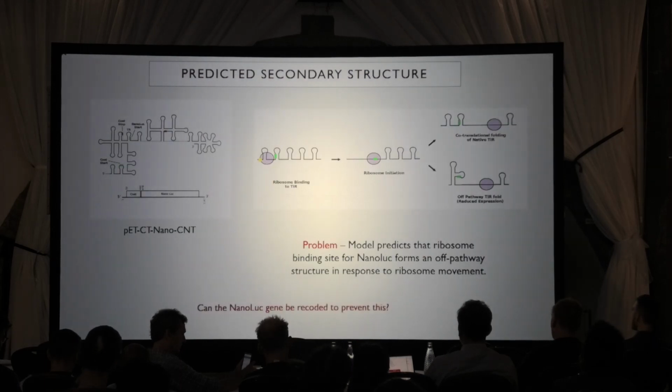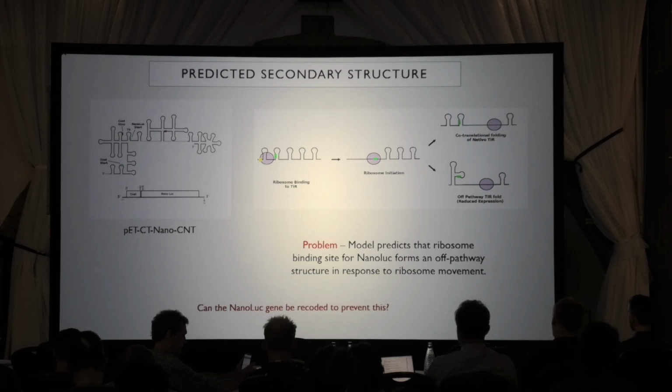So interestingly, if you put this into the model, what you see is that the model suggests that there's a problem, and that it predicts that when the ribosome moves over the ribosomal binding site for the nanoluciferase gene, there's two potential co-translational folds. One represents the original structure, whereas the second results in an off-pathway structure, which further sequesters the start site for the nanoluciferase gene. And so it predicts that you're going to get low expression because of that.